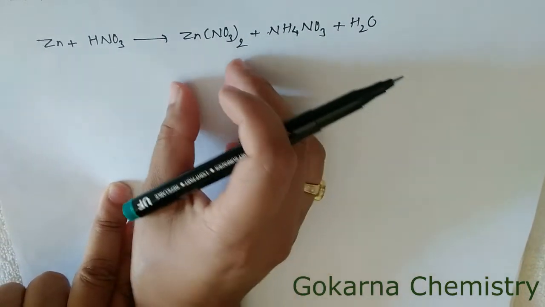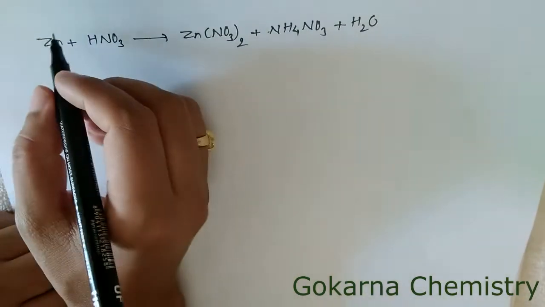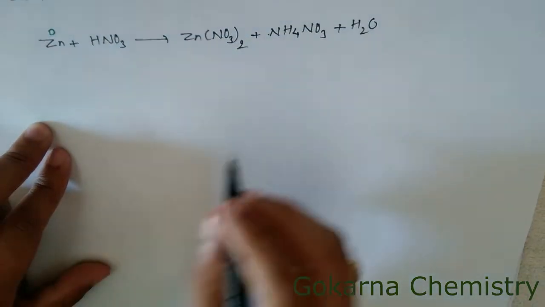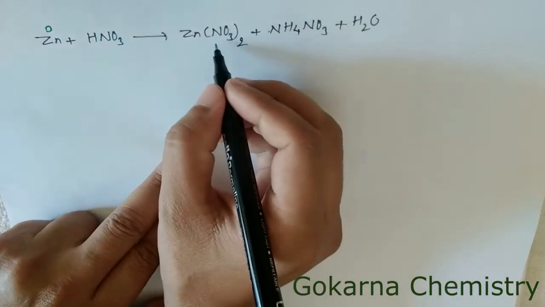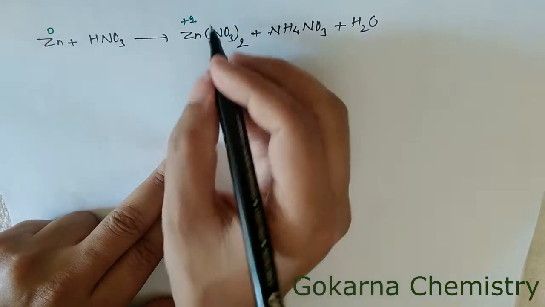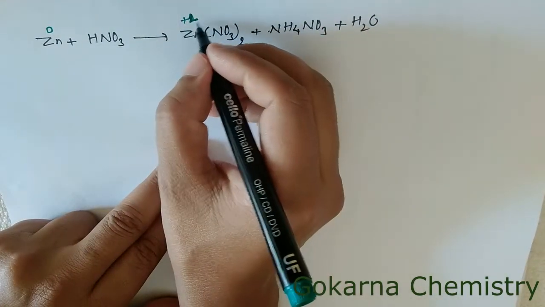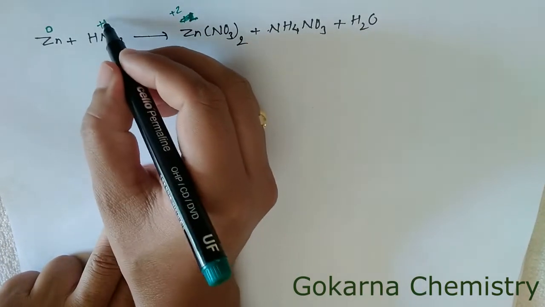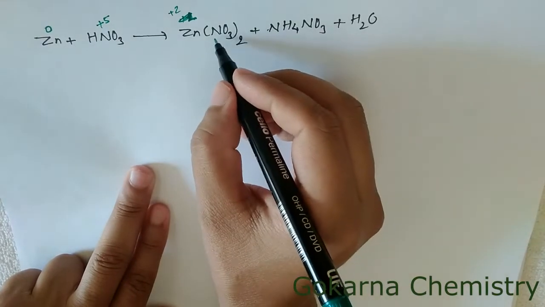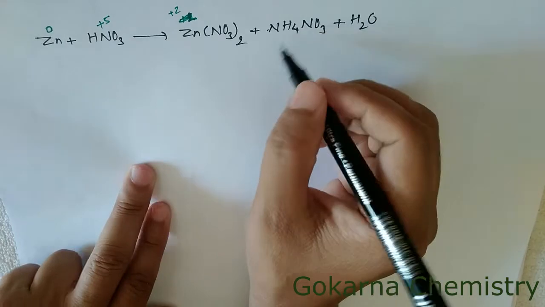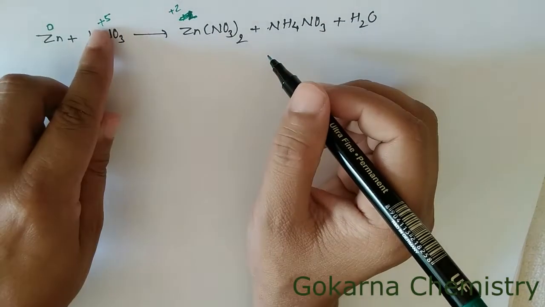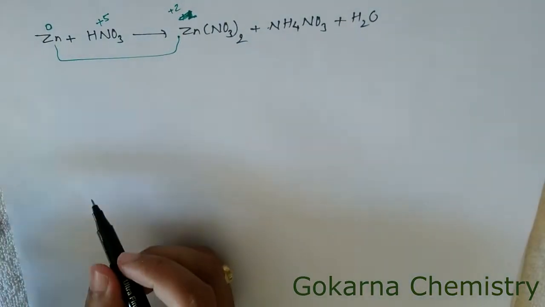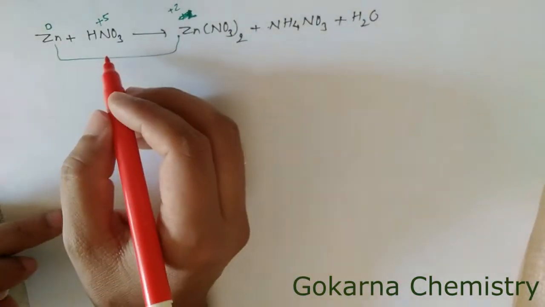So watch carefully. Here let us calculate the oxidation number for zinc. Zinc in elementary form has oxidation number 0. And on this side, in zinc nitrate, zinc has +2 oxidation number. And in HNO3, nitrogen has +5 oxidation number. Here there is nitrogen in zinc nitrate and 2 nitrogen in ammonium nitrate. So which nitrogen has a different oxidation number than this? Zinc is oxidized here, 0 to +2. So we have to see which nitrogen is reduced.